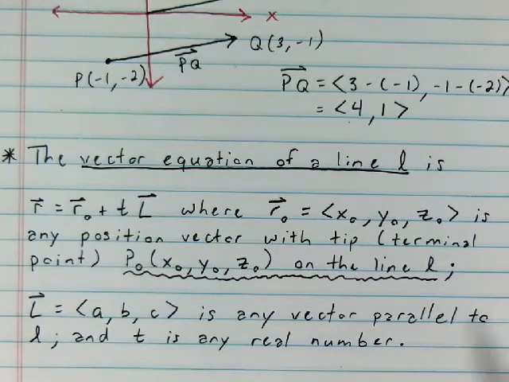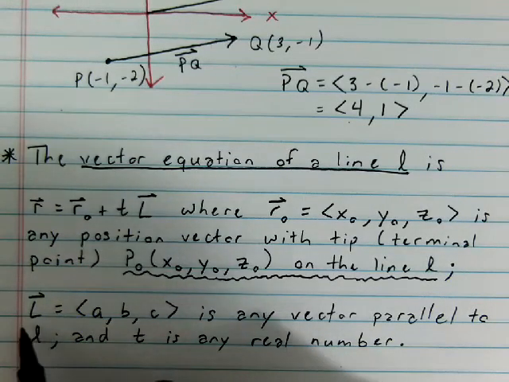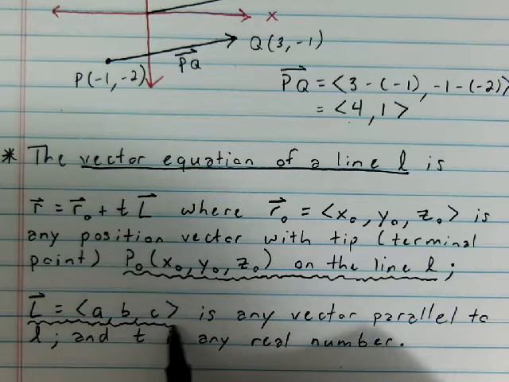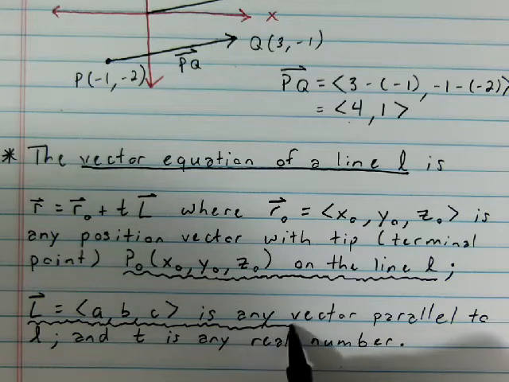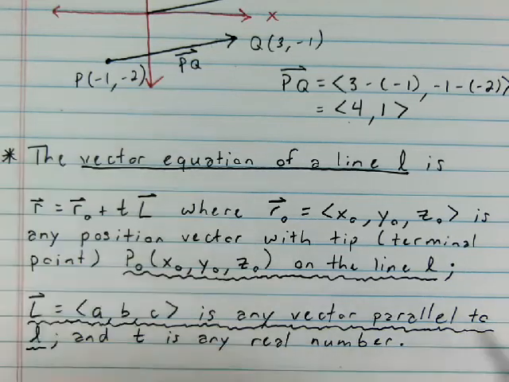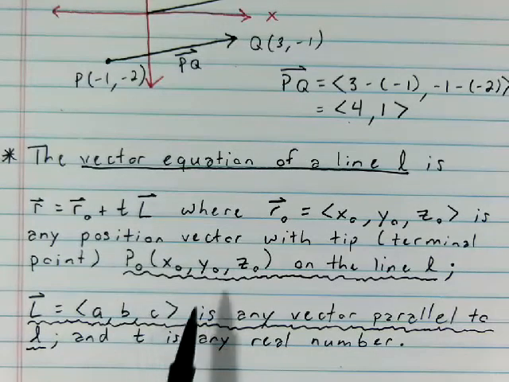All right, so we need a point on the line, and that's script L. Put a squiggly line underneath that part. Sorry, capital L is any vector parallel to script L. So those are the two key components that we need to find a vector equation of a line.